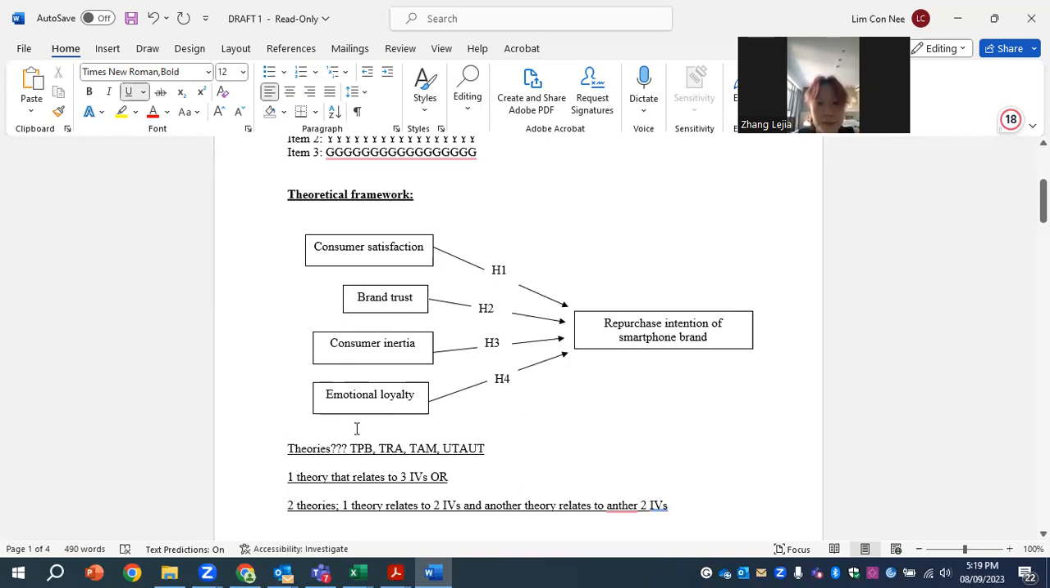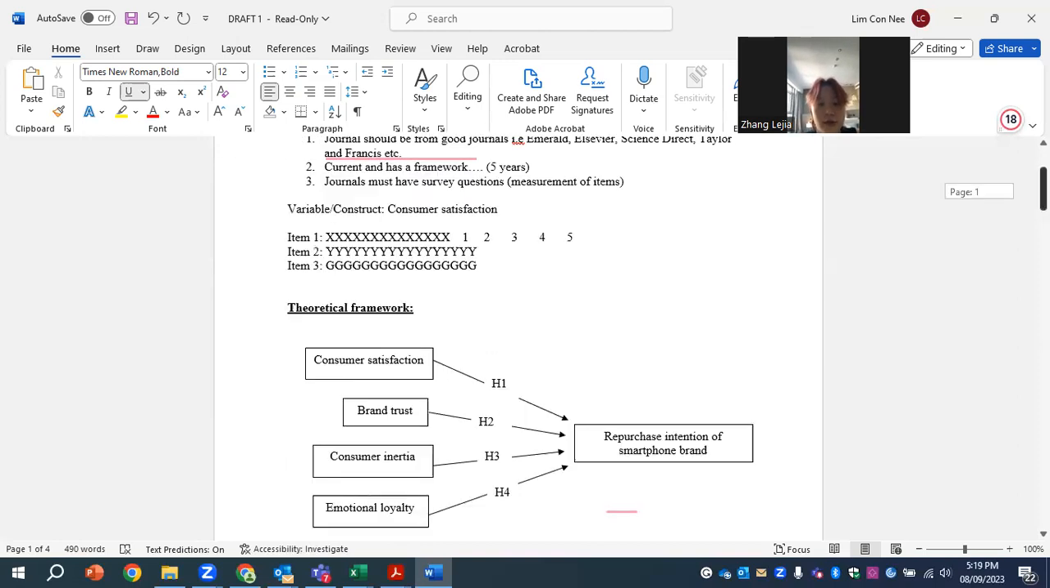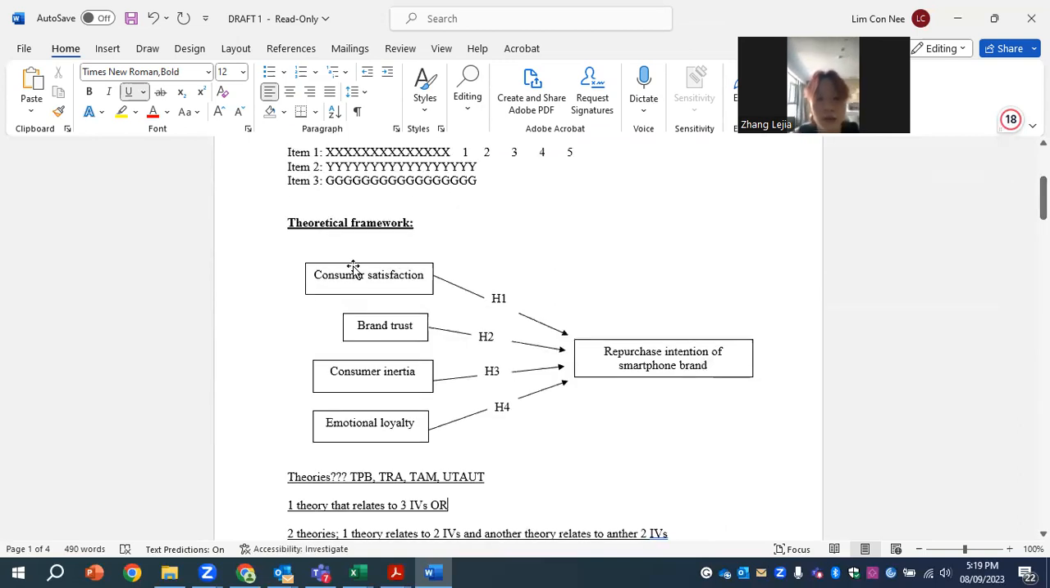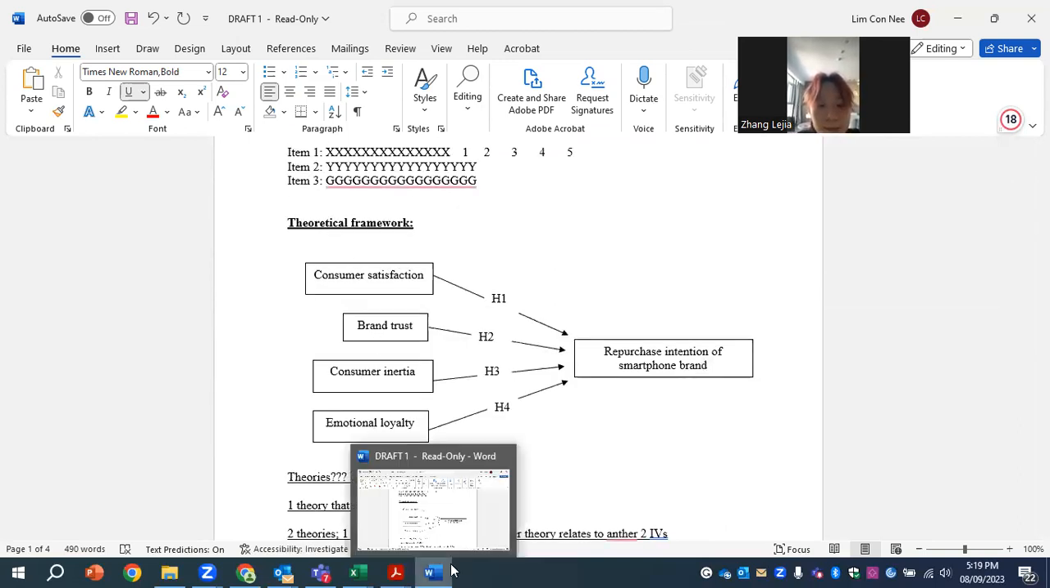Your purpose today and the next 2 days is to find a topic that interests you. Then let me know what the topic is and what the variables are. You cannot think by yourself. You need to find journals, read the journals, and support it with journals to say that this variable is very popular. Emotional loyalty is in all the 5 journals, so I think I want to do this. It's very popular.